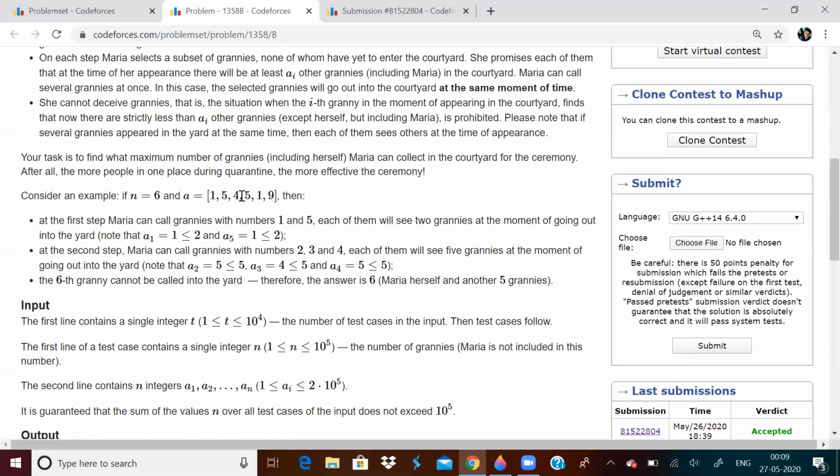What about 5 4 5? When I call these two grannies, how many people are there? 1 2 and Maria, 3. If I call these 3, how many people will be there? 6. So how can I call them? I can call all these three together. If I call all of them together, then at that moment, the conditions will be satisfied.